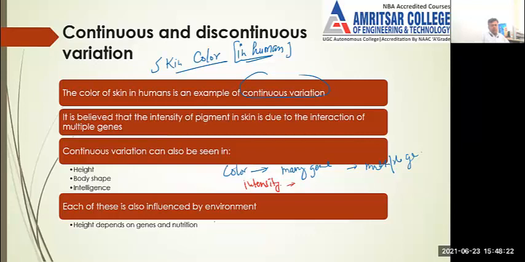This is controlled by discontinuous variation. Discontinuous variation, what is the example? I have told you, the ABO blood group. But the continuous variation example is the skin, the intensity of pigment. The intensity of pigment is controlled by multiple genes. Continuous variation can be seen in height and body shape.